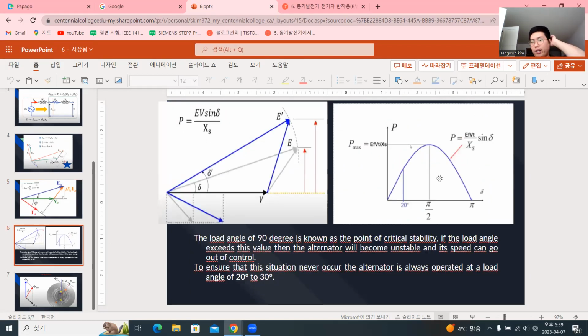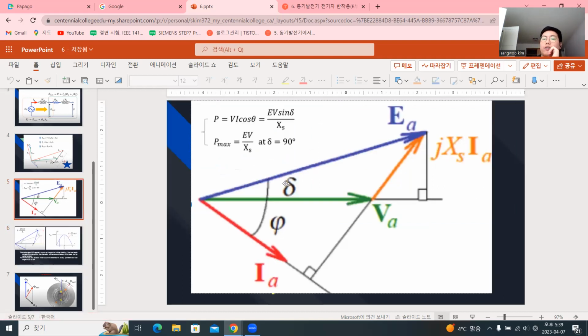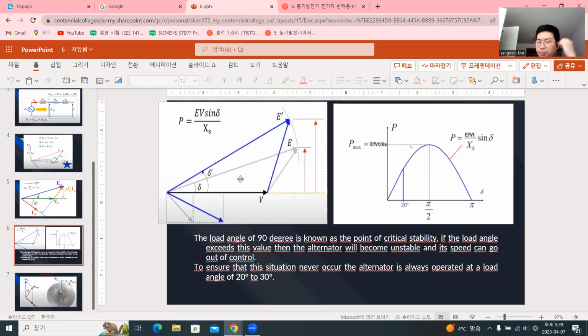First of all, as you can see, the torque angle is these triangles from here, delta. This is theta, and delta is a little bit weird, so you need to memorize something. Look at the first one. This point, the result is that it cannot be over 90 degrees. We say this point is the critical stability point.